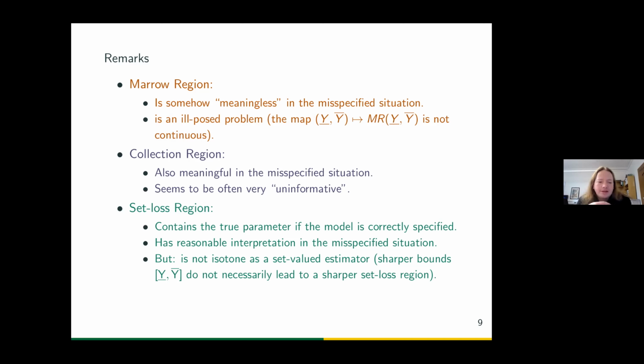Then one a little bit strange property is that the settlers region is not isotone. With this, I mean simply if you have a situation where you have intervals y lower and y upper, and then you make the intervals sharper, then it can happen that the corresponding region will not get smaller, but would be something else. So this is very unintuitive, but yeah, this is as it is. Okay, so all regions have some strangeness, I would say.